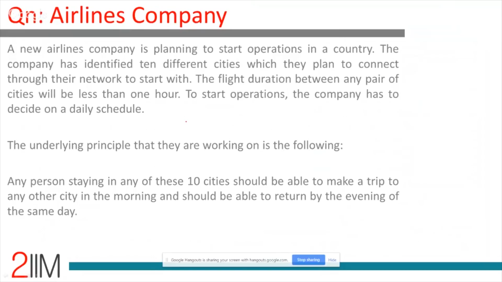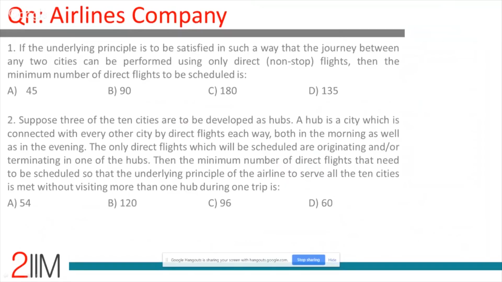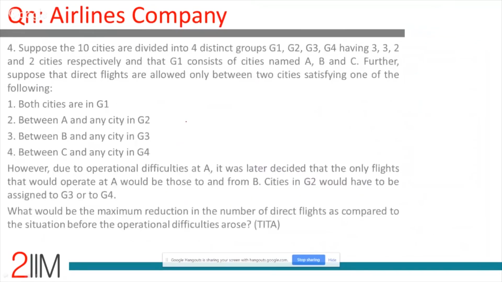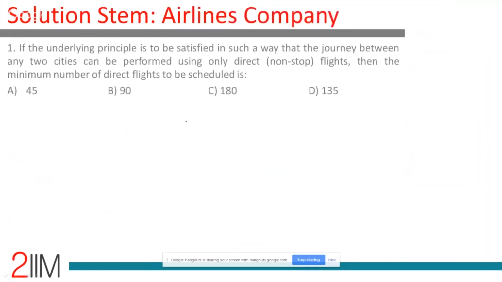And so pretty much going to jump to questions and then start answering them. And there are 4 questions. The underlying principle is to be satisfied in such a way that the journey between any 2 cities can be performed using only direct flights and the minimum number of direct flights to be scheduled. It's a wonderful question. A reasonably easy question as well. And so I'm going to go question by question. I'm going to assume you have read this. I'm going to go to question number 1.